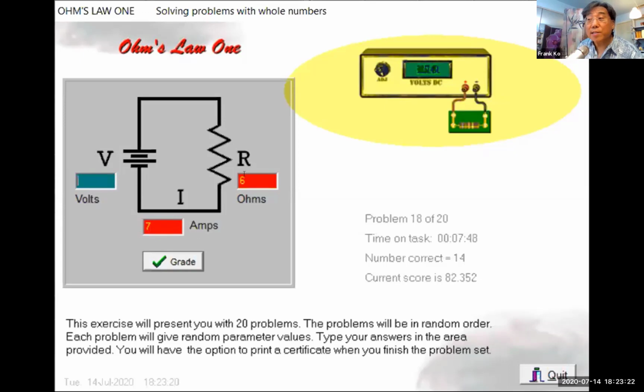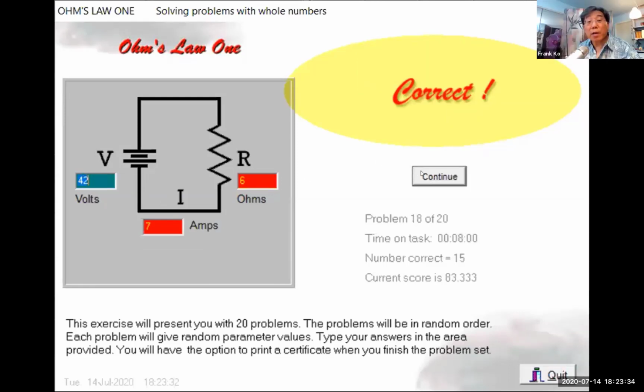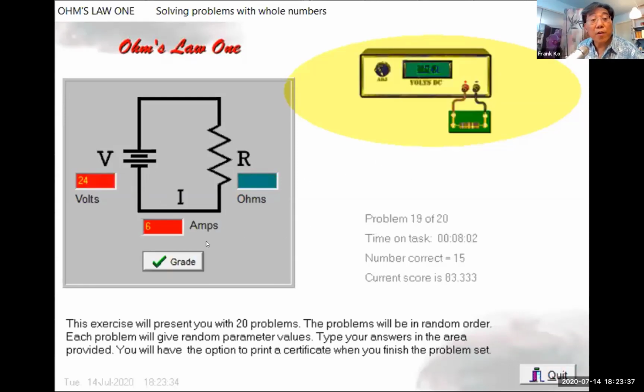7 amps at 6 ohms. Question goes to Anna. I'm looking for voltage. 42 volts. We'll type in 42 and it likes it. Okay, 2 more to go. We have 24 volts at 6 amps. Let's go ahead and type in the 4. And then the last one, we happen to have 18 volts, 3 ohms. I am looking for amps.